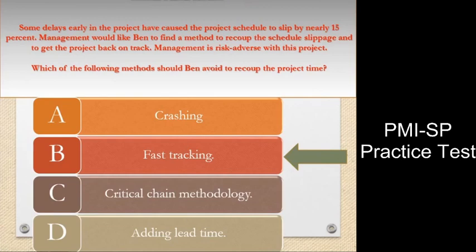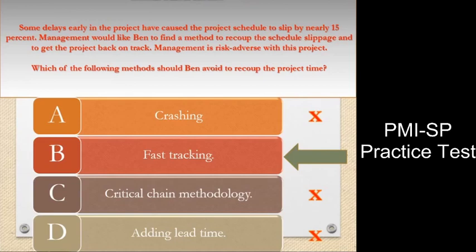Fast tracking is a technique for compressing project schedule. In fast tracking, phases are overlapped that would normally be done in sequence. It is shortening the project schedule without reducing the project scope. Answer option A is incorrect. Crashing adds people and costs but is relatively safe in regard to risks.